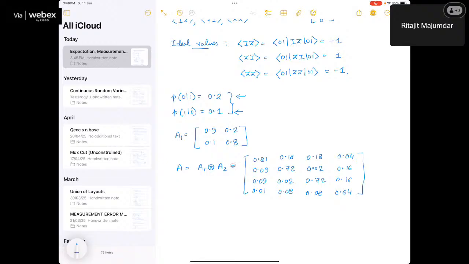This is my A matrix. So how do we get it? Simple. We calculated the A matrix for each qubit. We know how to do that. I have these values already. I just took the tensor product and I got this.